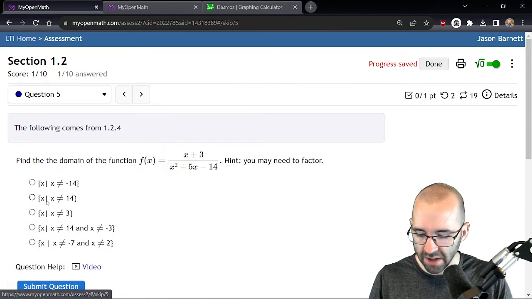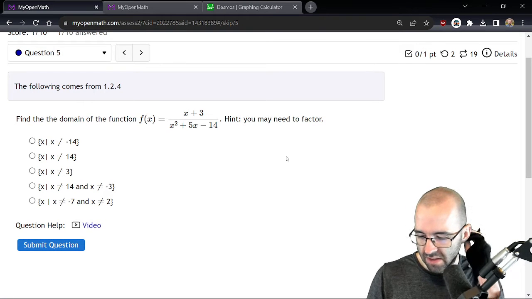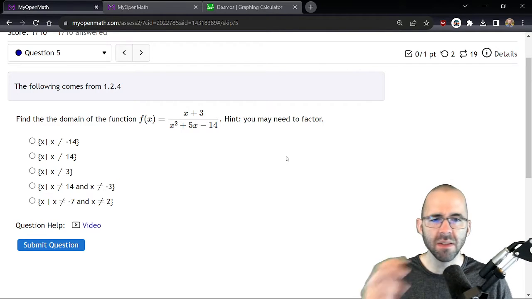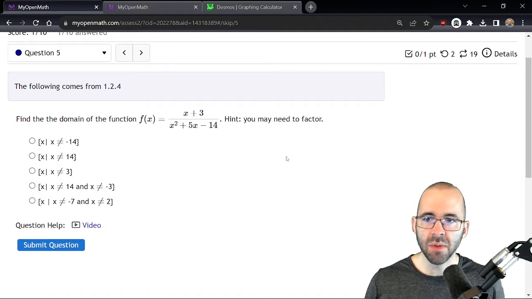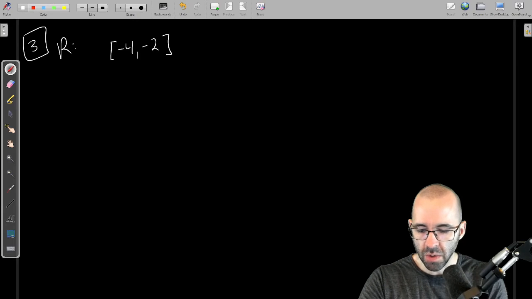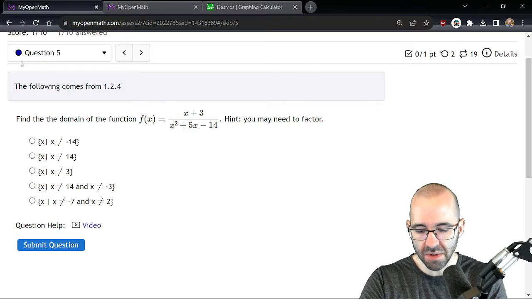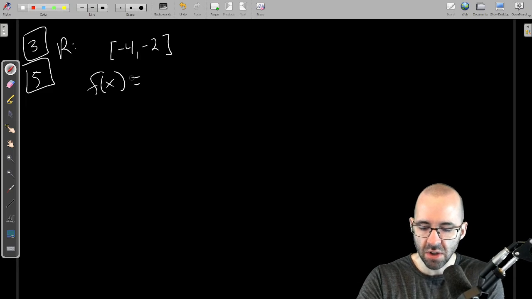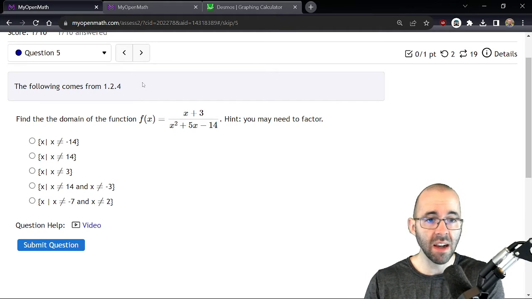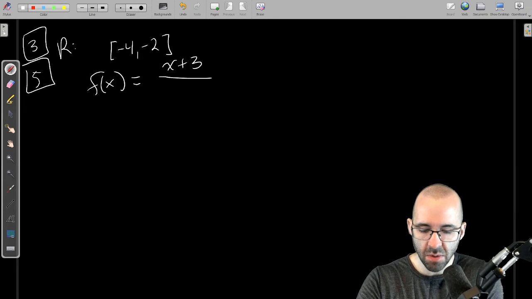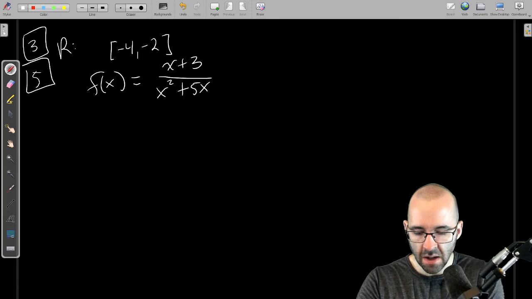Next up, I want to look at number 5. Find the domain of this. And again, this is using set builder notation, which we didn't really cover, but it's pretty similar to what you might expect. We want to find the domain. So the domain of a fraction is going to be all the points where the denominator is not equal to 0. So this function, and again, you're going to have to write this out. You can't do this all in your head, so make sure you have paper with you when you're doing homework, is x plus 3 divided by x squared plus 5x minus 14.